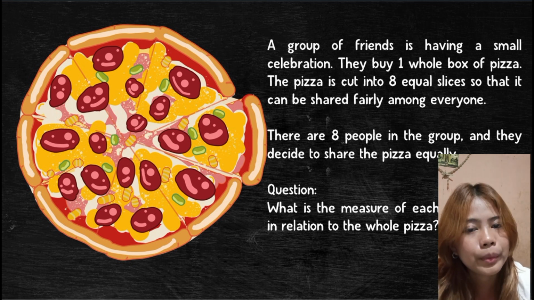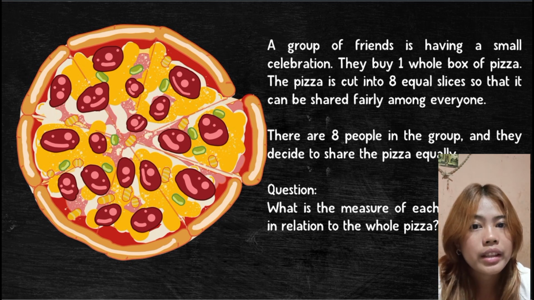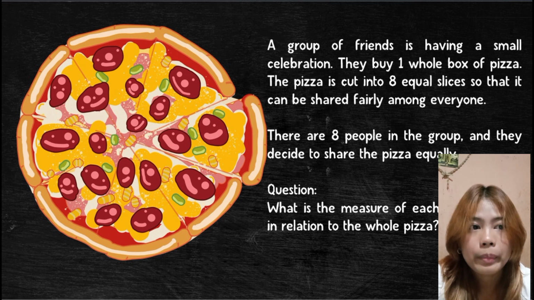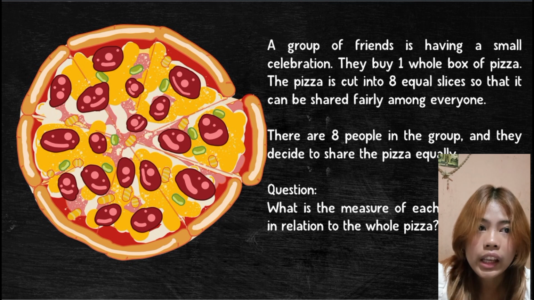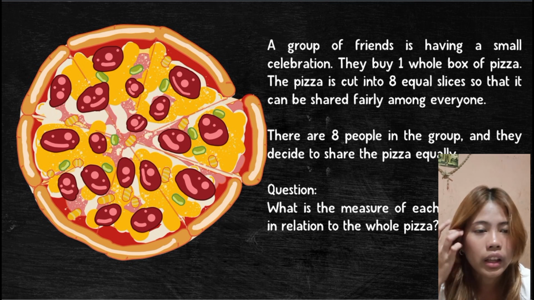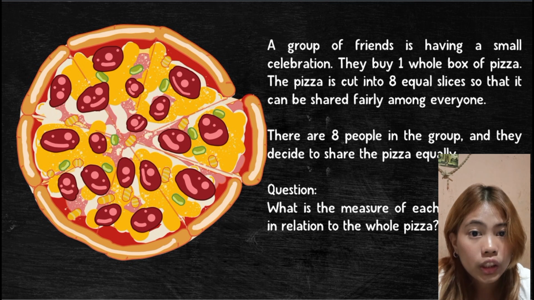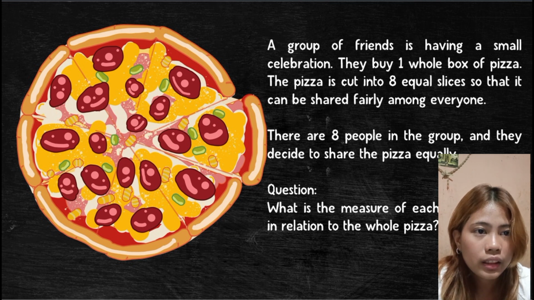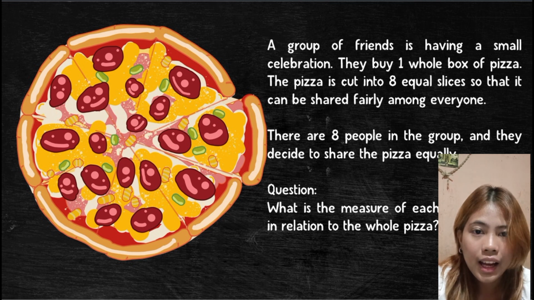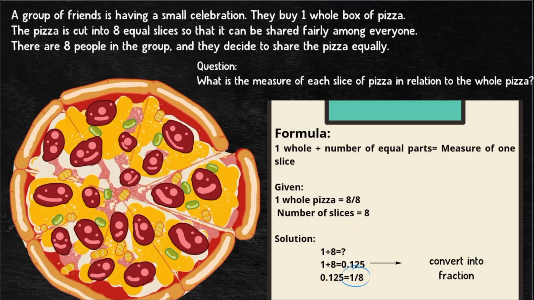Here's another example. A group of friends is having a small celebration. They buy one whole box of pizza. The pizza is cut into 8 equal slices so that it can be shared fairly among everyone. There are 8 people in the group, and they decide to share the pizza equally. The question: what is the measure of each slice of pizza in relation to the whole pizza?